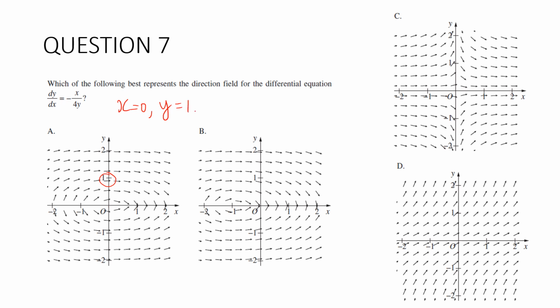So in this case, substituting that in, we're going to get negative 0 on 4. So it's 0 there. So it could be A. It cannot be B. It cannot be C. Wow, it cannot be D. The answer is A.